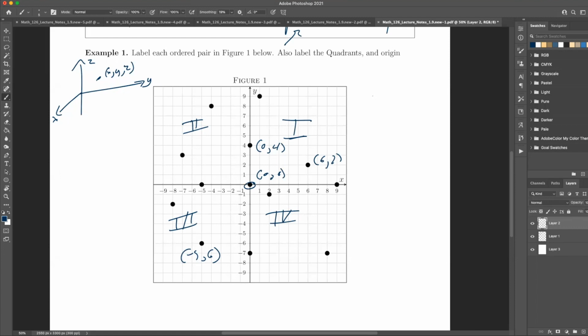We're not going to fill out the rest of the points. If you need practice filling out the rest of the points, we can do that after class. If not, don't worry about it.